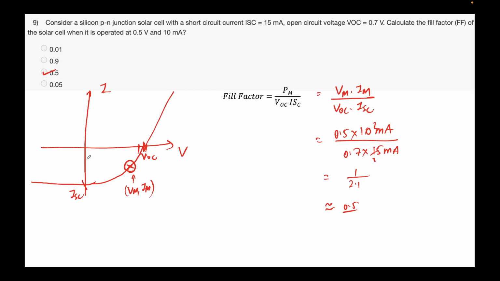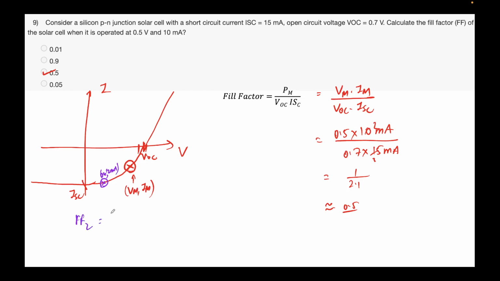You can try to push it. Let's say we change it. Let me try to change it to a different point. Let's say I'm now making VOC, let's say, 0.4 and ISC, let's say, 12 milliamps. Will it be any better? Let's see, fill factor 2 I'm calling it.